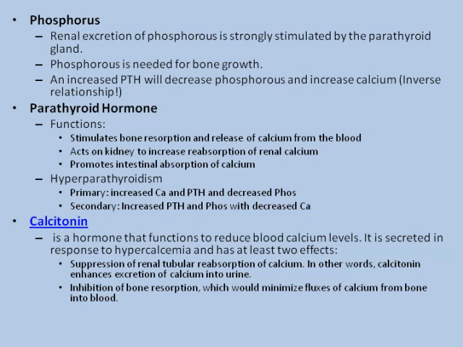Calcitonin is another one produced. It is a hormone that functions to reduce blood calcium levels. One of the only ones that decreases it. It is secreted in response to hypercalcemia and it has two effects. One of them is it suppresses the tubular reabsorption of calcium. It also suppresses bone resorption, so your bones won't pull it back in.